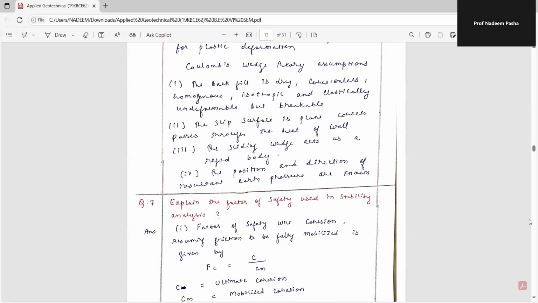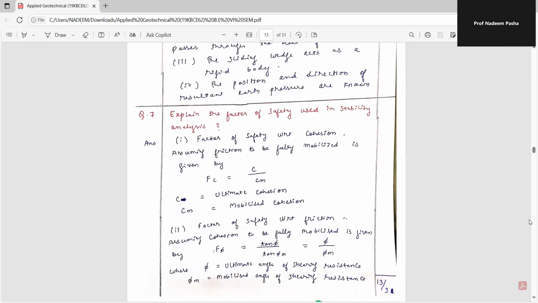Explain the factors of safety using stability analysis. So, factor of safety.